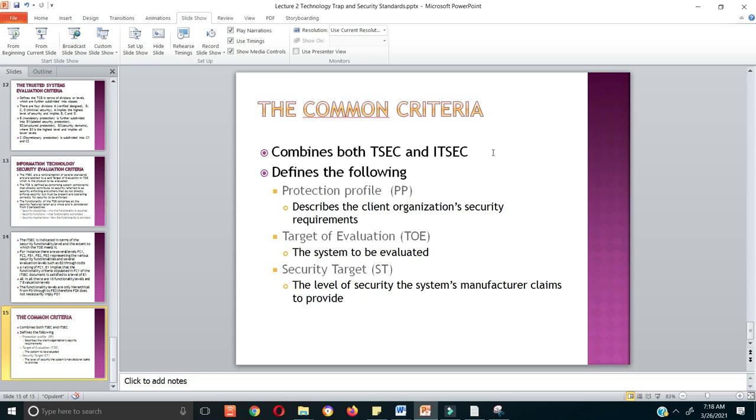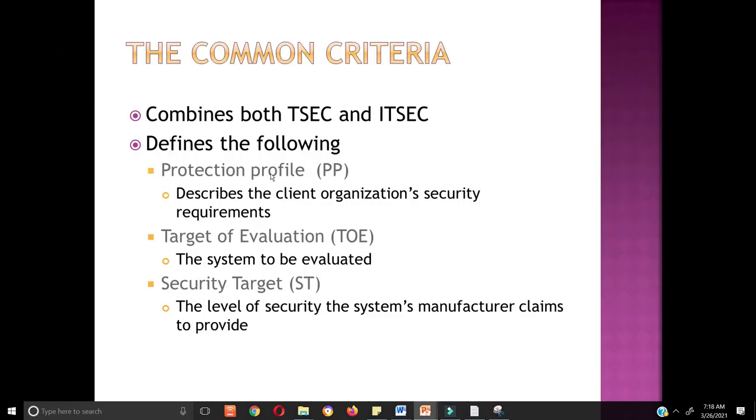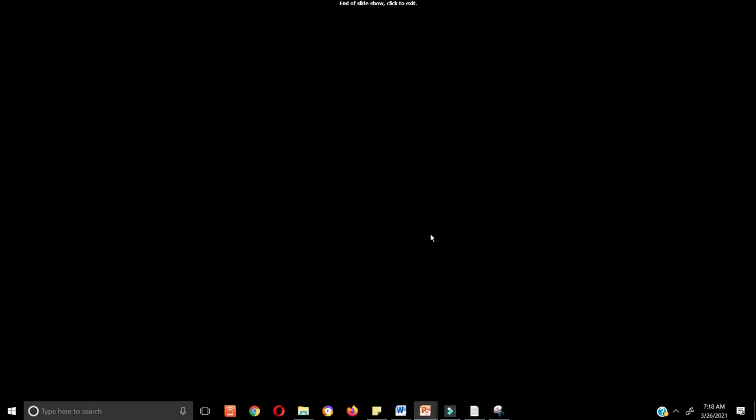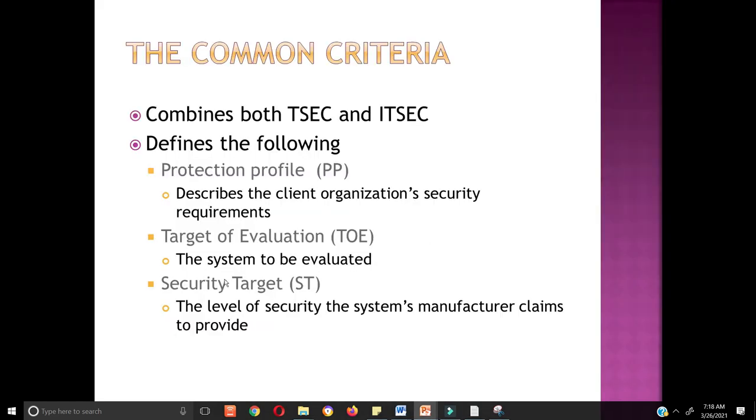So the common criteria, which we shall not go into deep detail, defines the following concepts. You have the protection profile, which is the client organization's security requirements. Ideally, if you're procuring a new system, you want it to first of all meet your protection profile, which is the level of security that you require. Then the target of evaluation is the system that you want to evaluate, or procure. Then finally, the security target. This is the level of security that the contractor is claiming to provide.